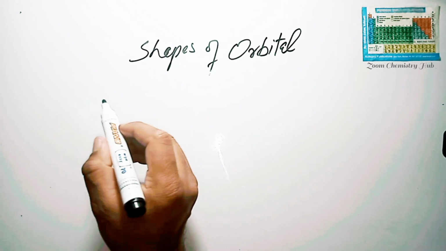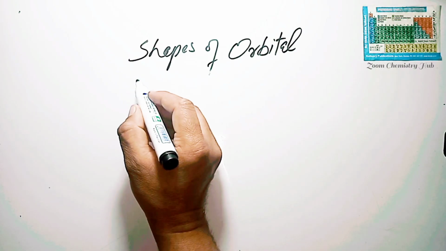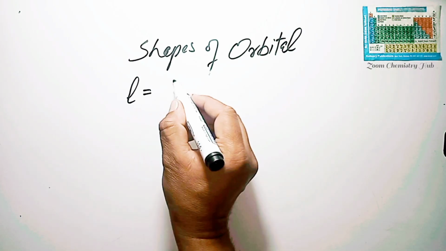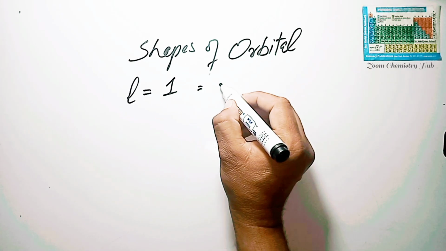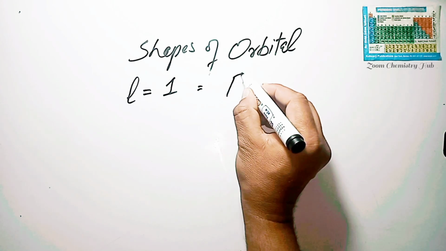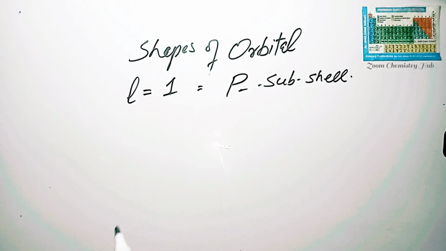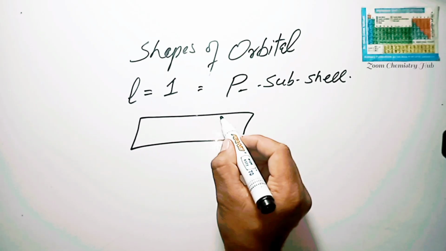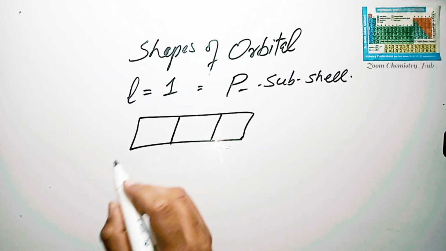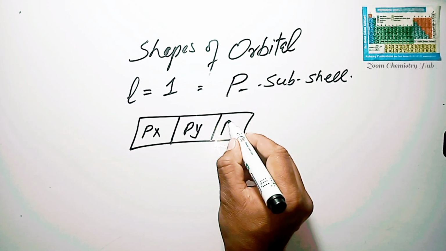Now we will discuss the shape of p orbitals. We know that when the value of L is equal to 1, then the subshell will be the p subshell or p orbital. And we know that the p subshell contains 3 orbitals, that is px, py and pz.